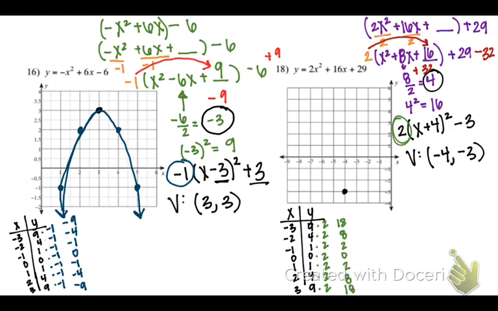So I'm going to go over 1, up 2, over 1, up 2, because we think about this as our 0, 0. And then we'd go over 2, up 8, and over 2, up 8. So then here would be our parabola.